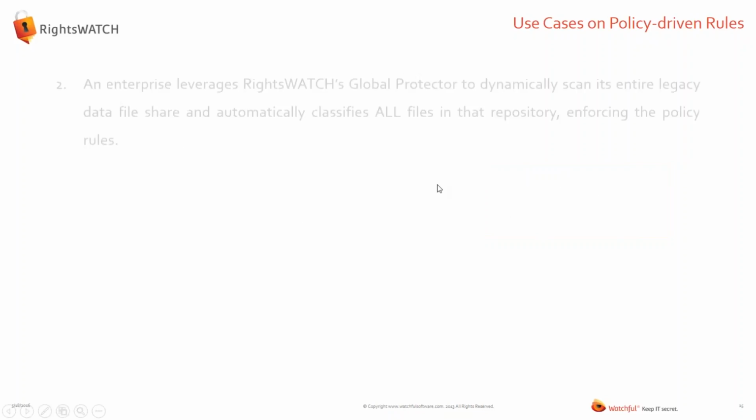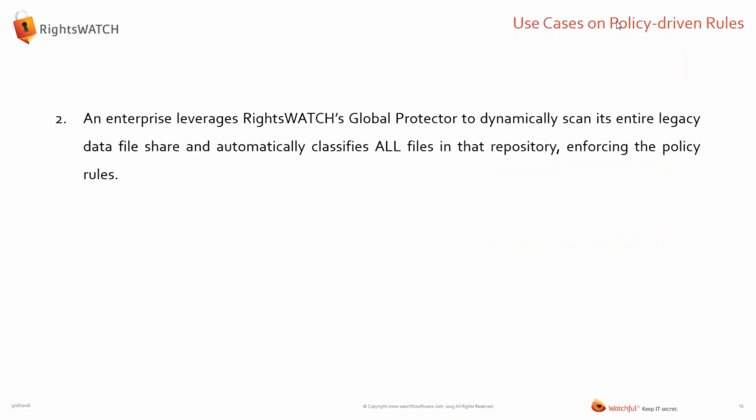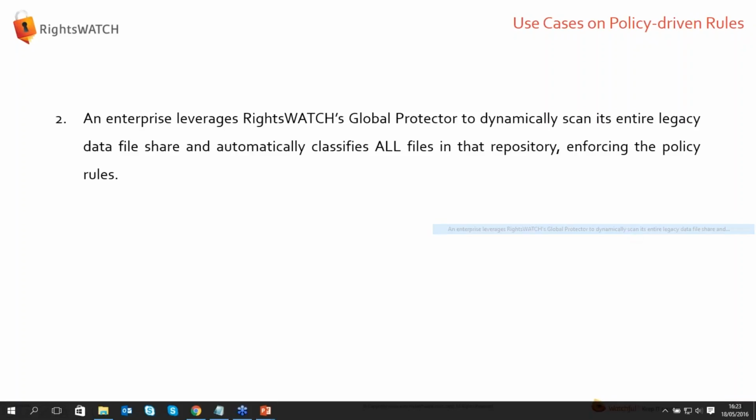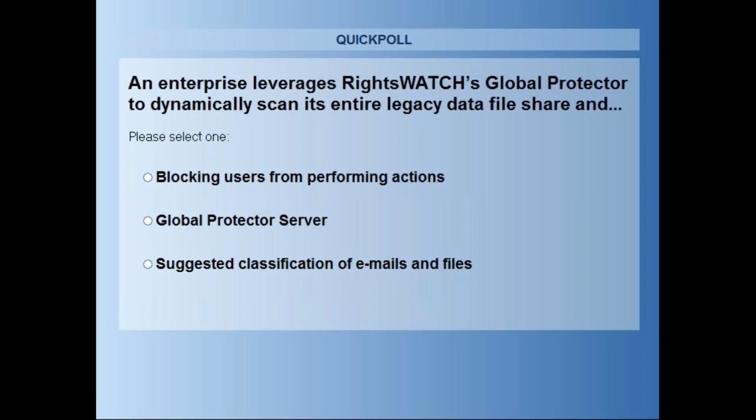So the next question is, an enterprise leverages RightsWATCH Global Protector to dynamically scan its entire legacy data file share and automatically classifies all files in that repository, enforcing the policy rules. So which one is it? Is it blocking users from performing actions? Is it the Global Protector server? Is it suggested classification of emails and files?